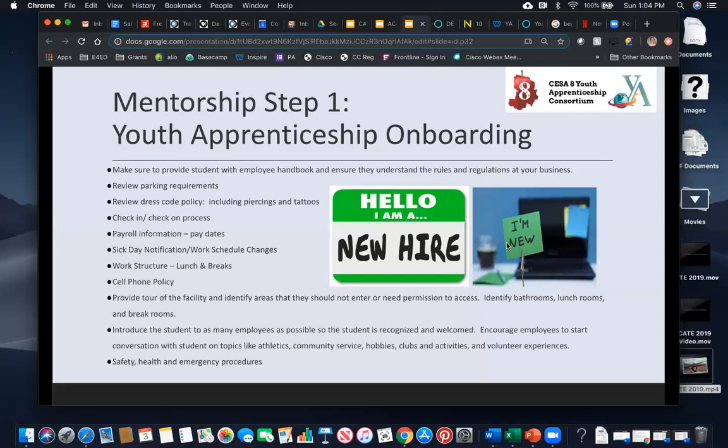You should provide a tour of the facility and identify areas that they should or should not enter or that they need permission to access. Please show them where bathrooms, lunchrooms, and break rooms are located. You should introduce the students to as many employees as possible so the student is recognized and welcomed throughout the company. Encourage employees to start conversations with the student on topics like athletics, community service, hobbies, clubs, activities, and volunteer experiences, and review for the student any safety, health, and emergency procedures.